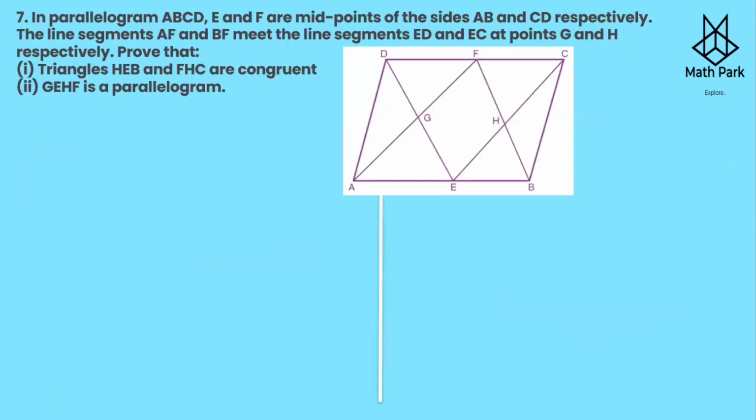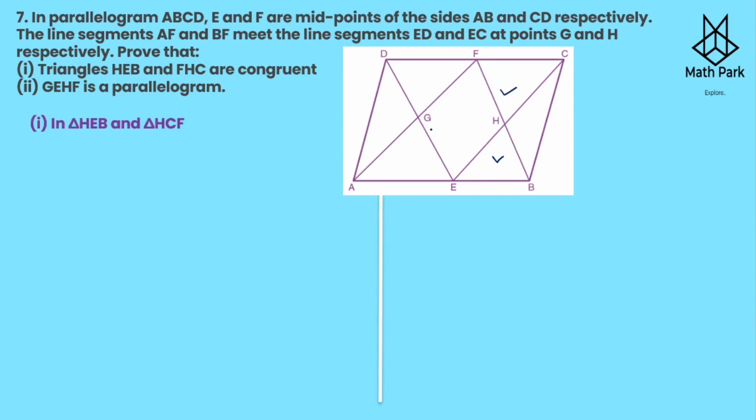In a parallelogram ABCD, E and F are the midpoints of the sides AB and DC respectively. The line segments AF and BF meet the line segments ED and EC at points G and H. You have to prove that triangle HEB and triangle FHC are congruent.